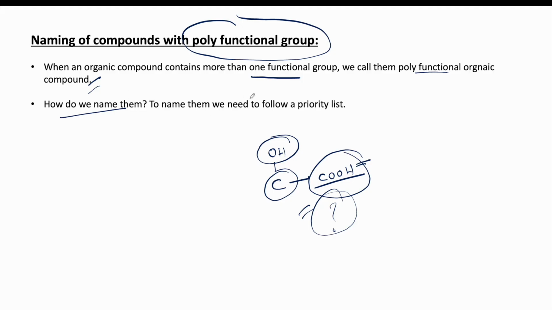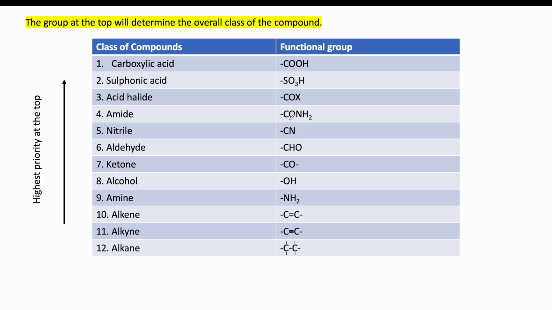To name such compounds which contain polyfunctional groups, we need to follow a priority list. Now, what is a priority list? Let's see. This is what a priority list looks like. Carboxylic acid is at the top. It has been ranked 1, followed by sulfonic acid, which has been ranked 2, followed by acid halide, which has been ranked 3, and like that, alkane is at the last of the priority list. So from here we have the highest, and down we have the least priority group.